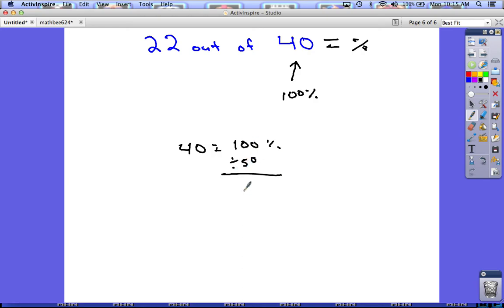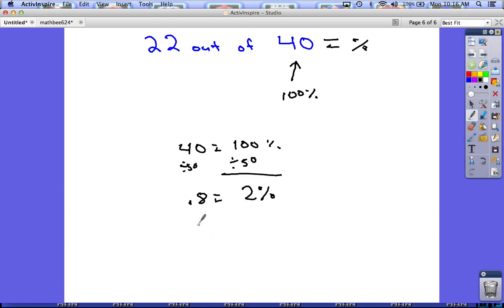100 divided by 50 is 2%. If I divide this by 50, 40 divided by 50, I think it's going to be 0.8. And it is. So we know that every 2% is 0.8. So I need to figure out, well, I got to get to 22.